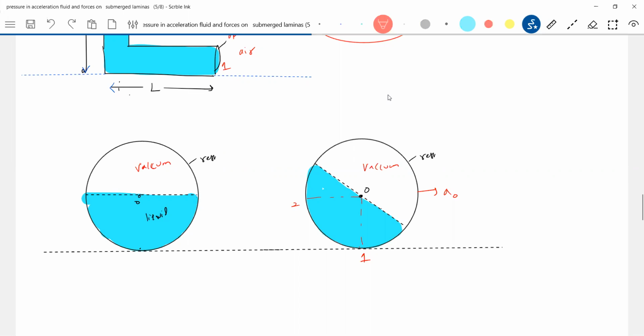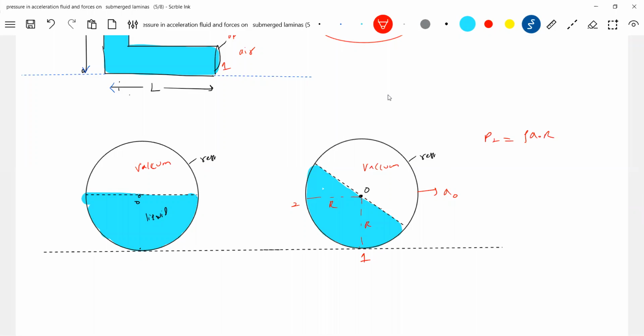See, the shape of the container doesn't matter. So here, pressure at 2. What is this length? This is a radius R, no? The pressure at 2 is what? The radius R. So pressure at 1 and 2, shall I say equal? Yes, it should be, provided A naught equals g. Pressure at 2, I'll write the equation. Pressure at 2 will be rho A naught R.